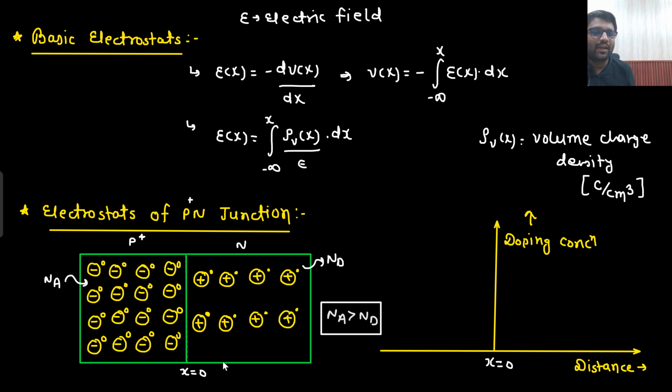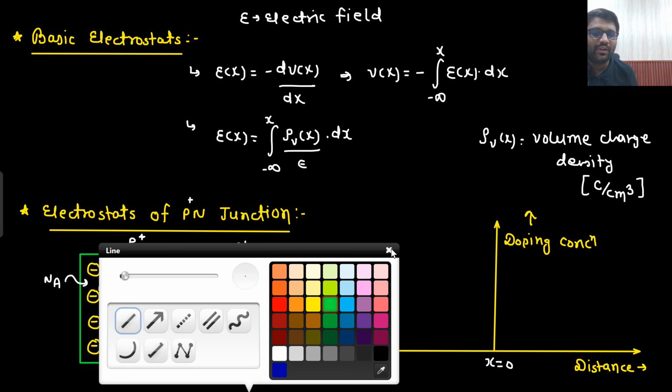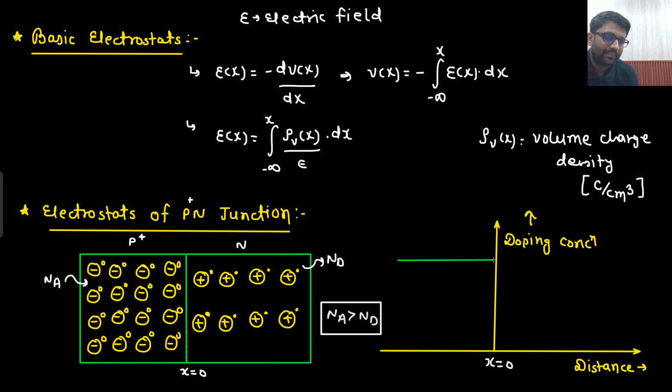So in the negative x, what I am doping? I am only doping the acceptor atom. And in the positive, let's just say I am doping Na amount of acceptor atom. Now here on the positive x, what I am doping? I am doping the donor atoms. So will I make the donor atoms here, or will I make the donor atoms here? I will make the donor atoms downward, because Na is more than Nd.